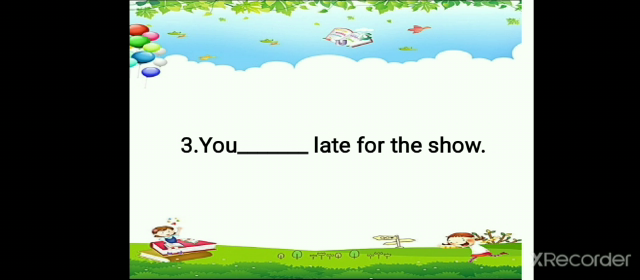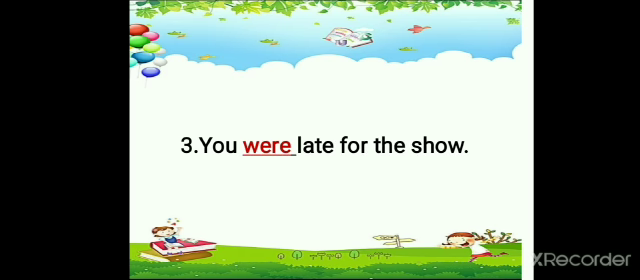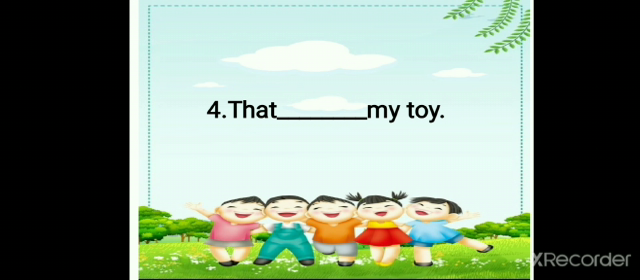Let's read the third sentence. You dash late for the show. What we will fill here, my dear students? With you, we always use were in the past tense, whether we talk of one person or many. So the answer is you were late for the show. Let's read the fourth sentence. That dash my toy. I know you all know that. With that we will use was in the past tense.